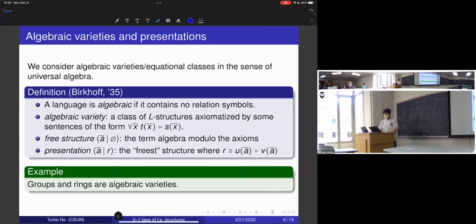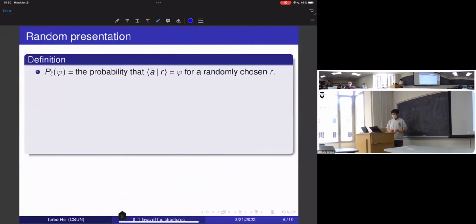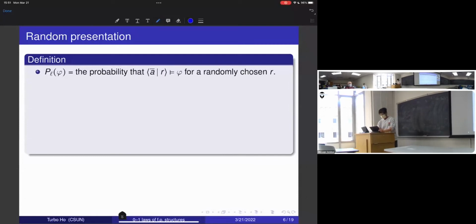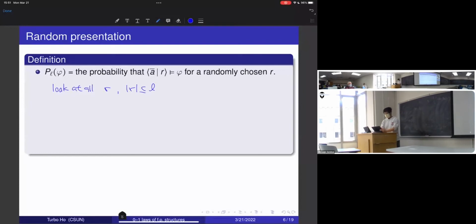And then how does the random come in? How do we make that formal? So we're going to look at, for a fixed property, usually a first order sentence P, we're going to define P_L to be the probability that this quotient A/R satisfies P for a randomly chosen R. And the way we're going to randomly choose R is, roughly speaking, you look at all the identities up to a certain length. So you look at all R with the length of R less than or equal to L. Okay, and then call this set S.